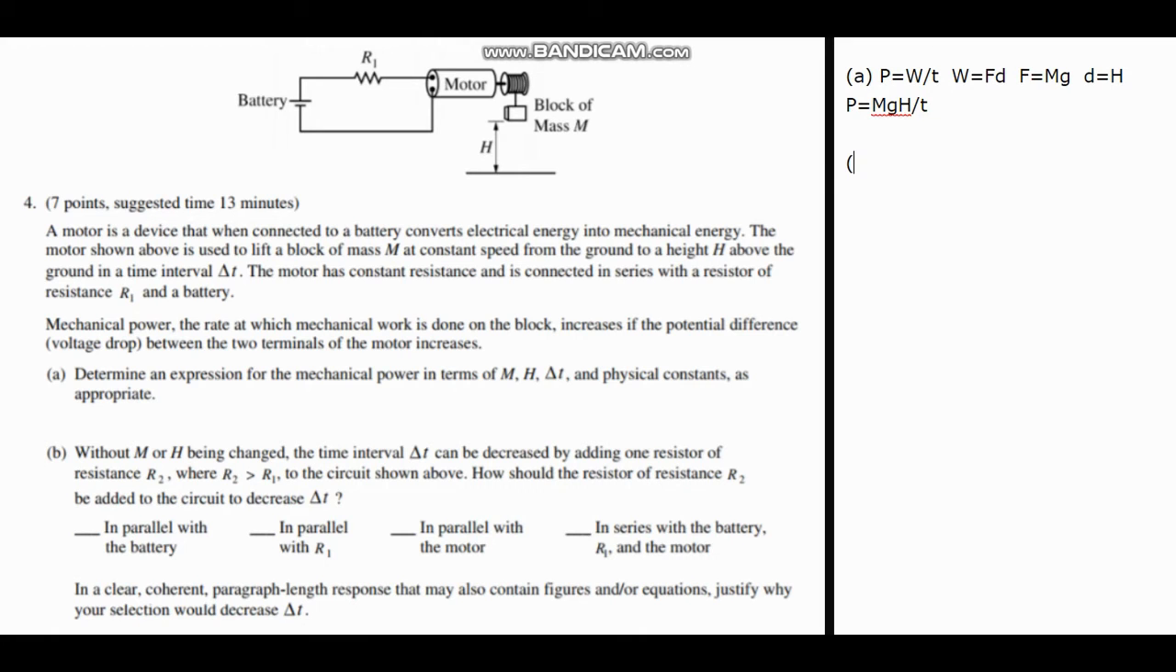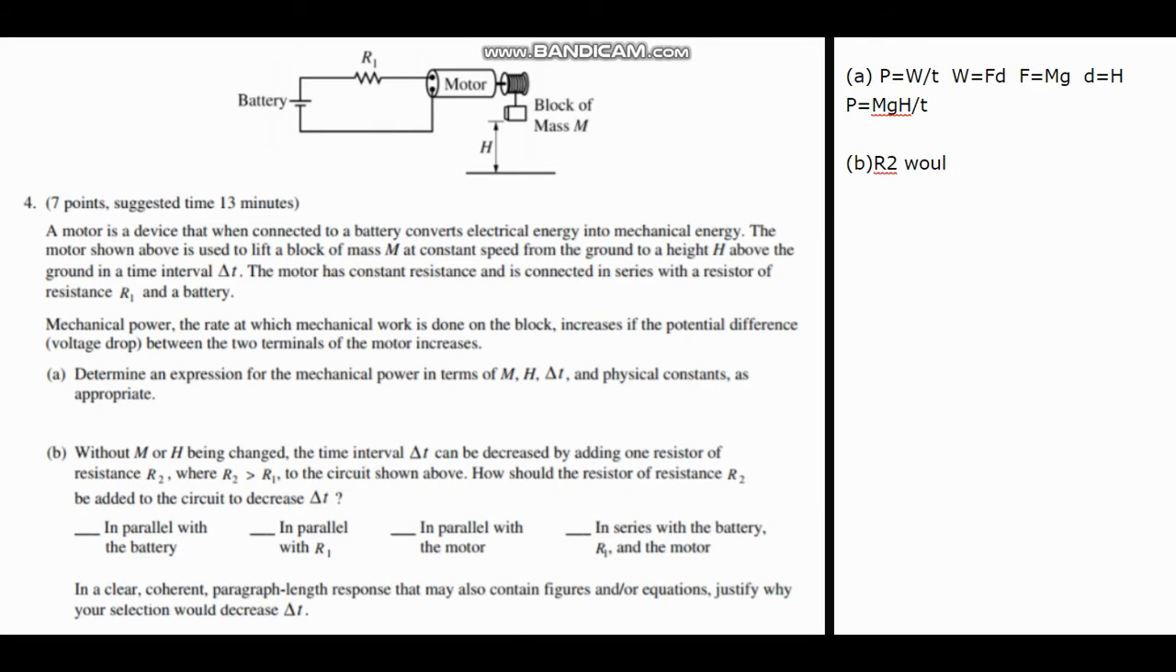Now, without m or h being changed, the time interval delta t can be decreased by adding one resistor of resistance R2, where R2 is greater than R1, to the circuit shown above. How should the resistor of resistance R2 be added to the circuit to decrease delta t?